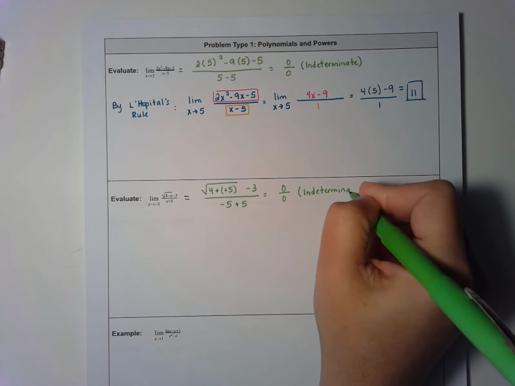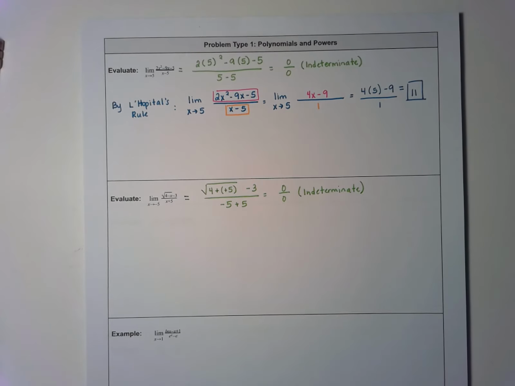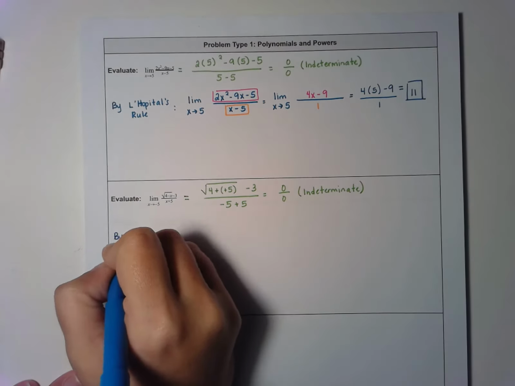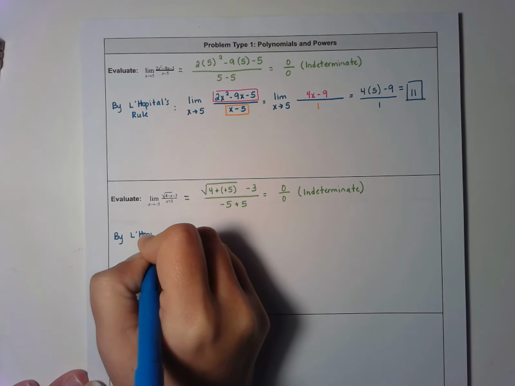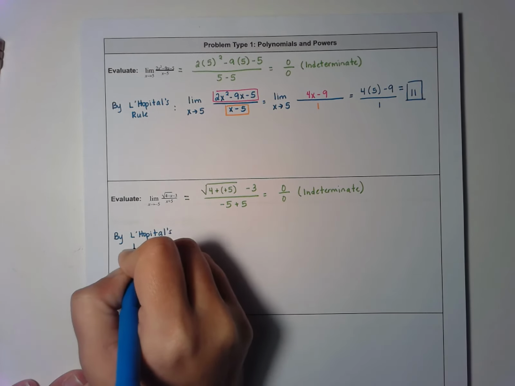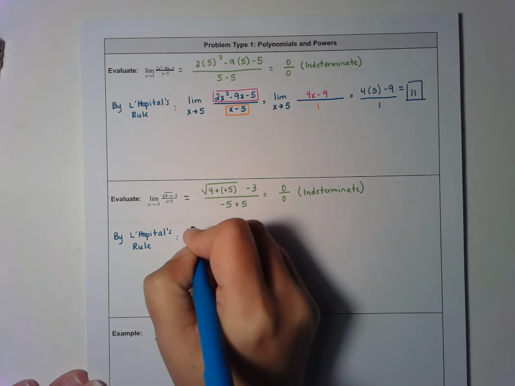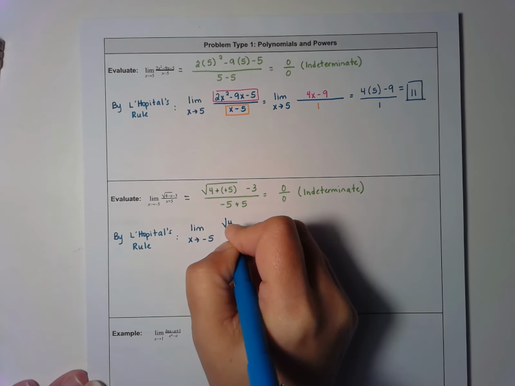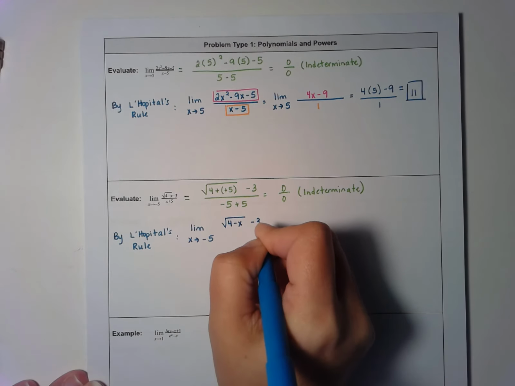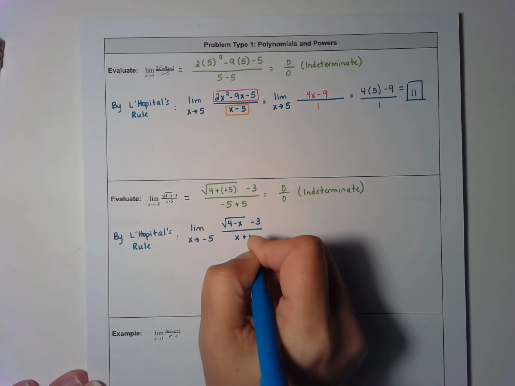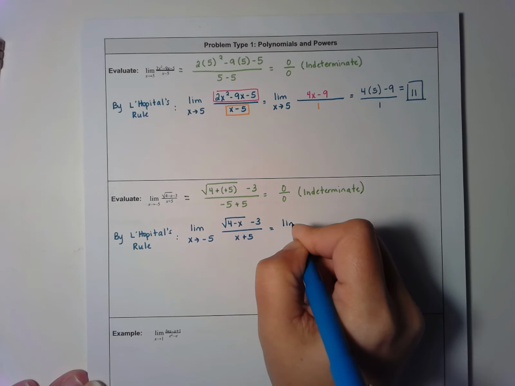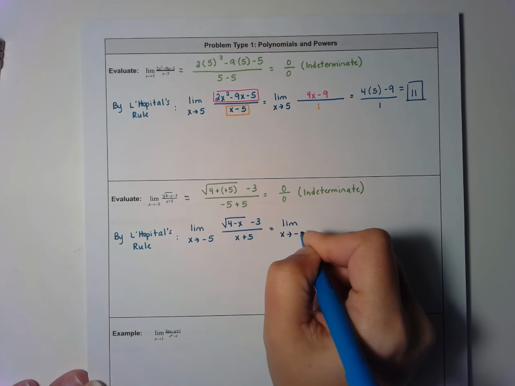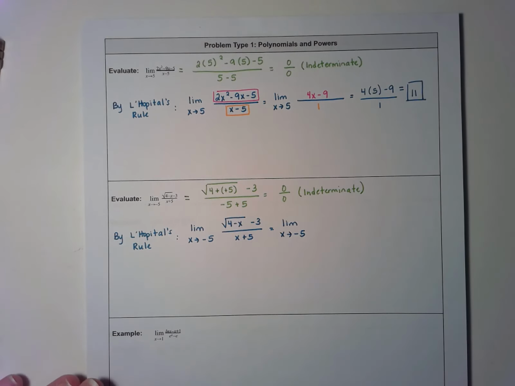And the reason, again, that you need to show that is that you're showing you've met the conditions for L'Hopital's rule. It has to have an indeterminate form when you try substitution in order to be able to apply L'Hopital's rule. So by L'Hopital's rule, the original limit that we had, limit as x approaches -5, of the square root of 4 minus x, minus 3, all over x plus 5, has to be equal to the limit as x approaches -5, and then we're going to take the derivative of the top and the derivative of the bottom.